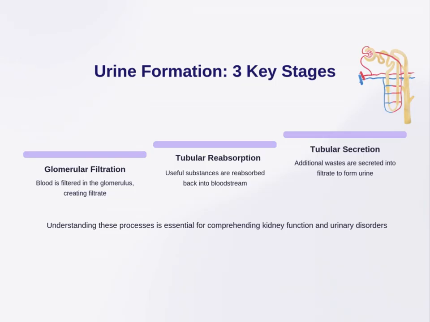Tubular reabsorption, the useful substances like glucose and ions are reabsorbed back into the bloodstream. And then tubular secretion, all those wastes that were pulled out originally, plus additional waste that are added, are what form the urine or the unwanted substances for removal from the body.